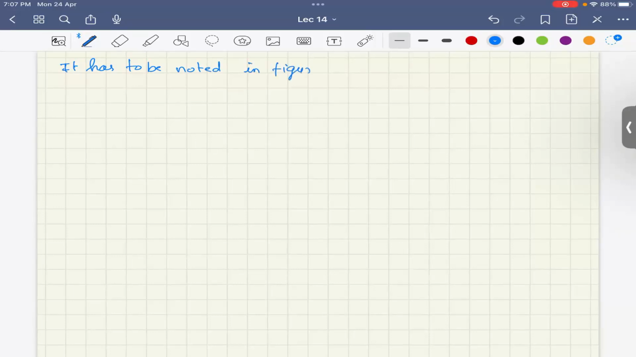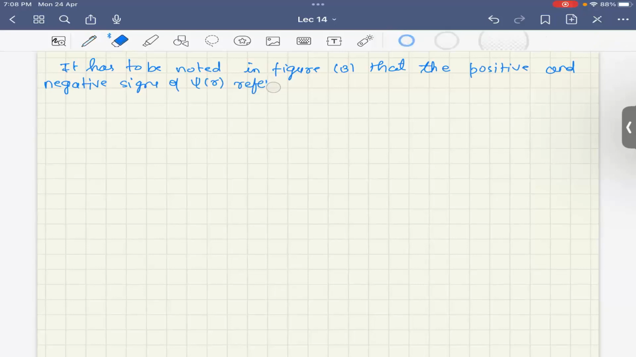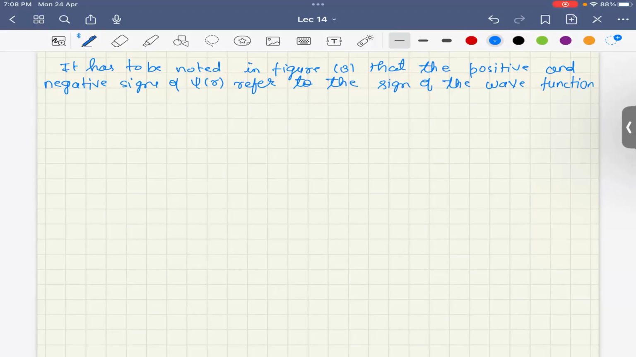Figure B, that the positive and negative sign of psi of r refer to the sign of the wave function, and have no connection to the positive and negative charges.